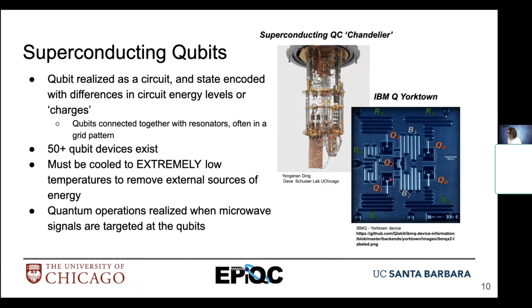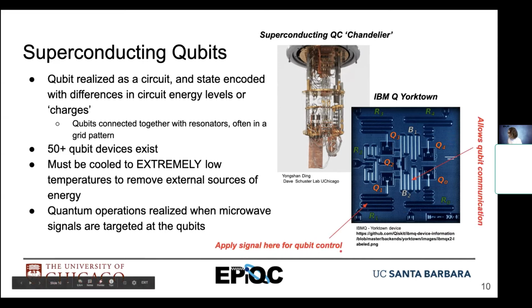So these resonators allow us to have control and readout capabilities for each of these qubits. So we want to be able to evolve it, we apply some microwave signals to evolve the qubit state, and then we apply other signals in order to cause a measurement, and then that causes an output for that particular qubit. So here we can apply a signal for qubit control, and then we have our qubit communication allowed with this connection right here. So this connection, we also call it a resonator.